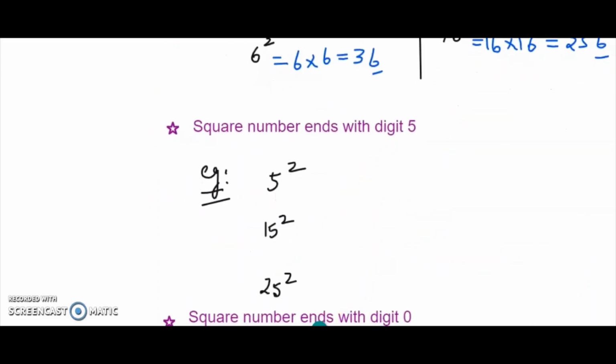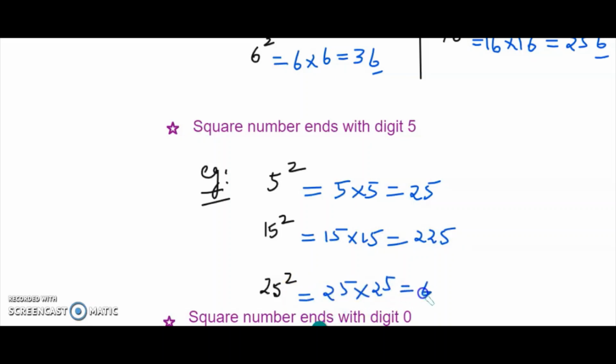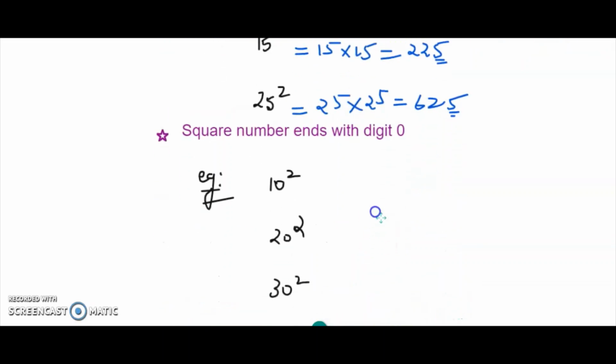A square number ending with 5 will always have 5. Means any number whose last digit is 5, when you square it, the perfect square will also have 5 as its last digit. So 5 into 5 is 25. 15 into 15 is 225. 25 into 25 is 625. So can you see 5, 15 and 25, these three numbers end with digit 5. Their perfect squares also end with digit 5. Am I clear? Next. A square number ends with 0.